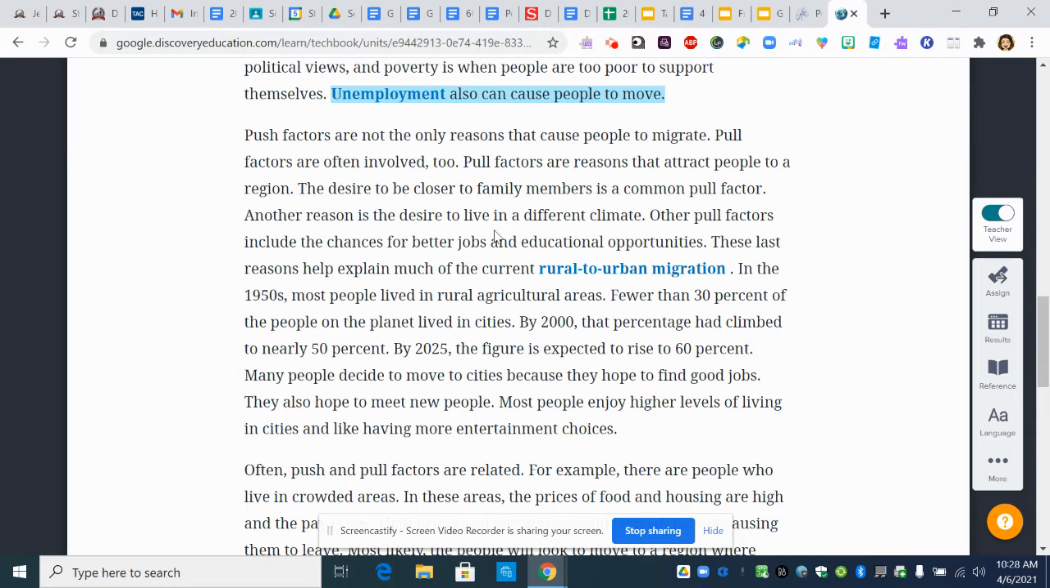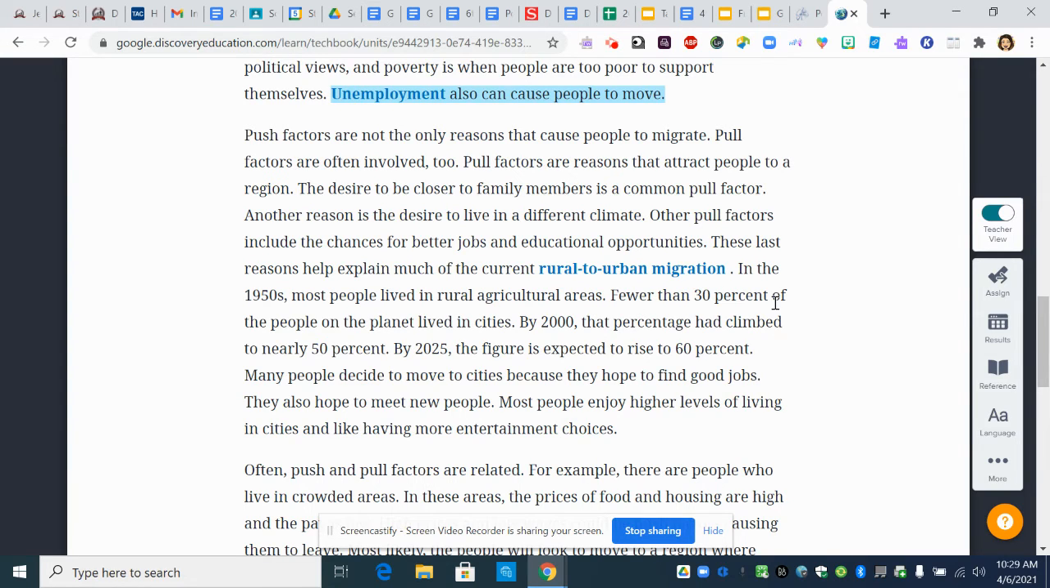Another reason is the desire to live in a different climate. Other pull factors include the chances for better jobs and educational opportunities. These last reasons help explain much of the current rural to urban migration. In the 1950s, most people lived in rural agricultural areas, so out in the country.